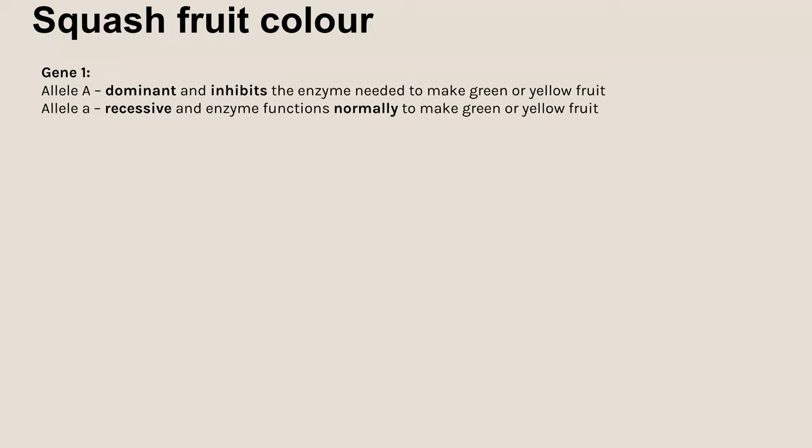So the squash fruit colour, students were given this information first of all. Gene 1, you've got a dominant and a recessive allele. The dominant allele inhibits an enzyme that is needed to make squash either green or yellow in colour. So if they have a dominant allele, that means the squash is actually white. If they have two copies of the recessive allele, that means the squash won't be white. It will be either green or yellow.